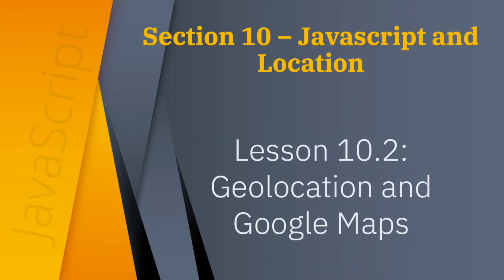Section 10, JavaScript and Location. Lesson 10.2, Geolocation and Google Maps. Now that we have a pair of coordinates, we can use them with a Google Maps API, or application programming interface. The API we'll use is called Static Map. This is one of the easier Google Mapping APIs to get to grips with. It uses something called a query string to get the various options available to us.